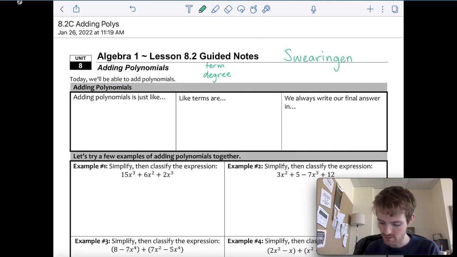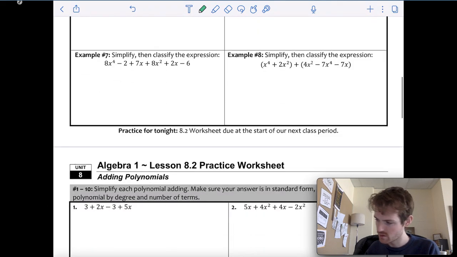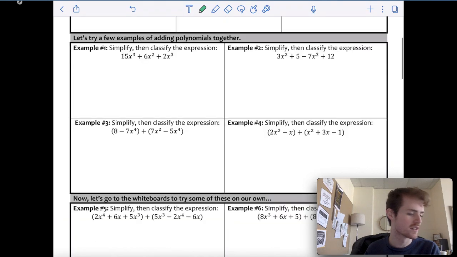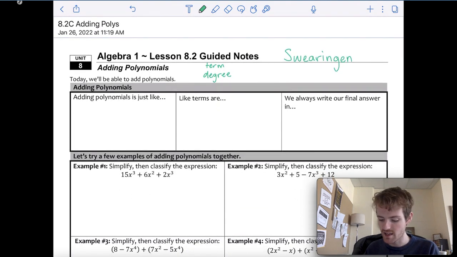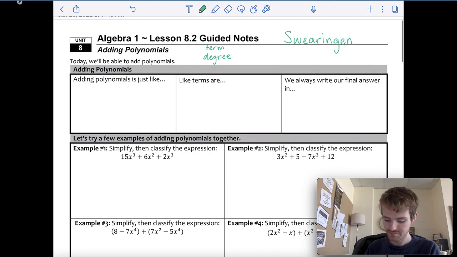Wait, this is the wrong notes. Oh, that's right. Okay, yes, today we are adding polynomials.